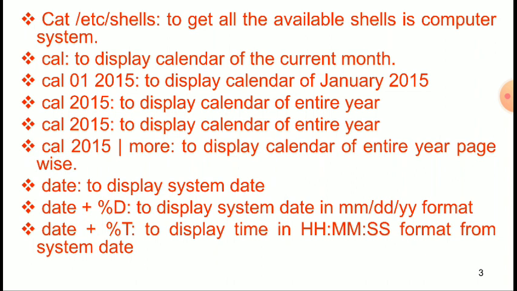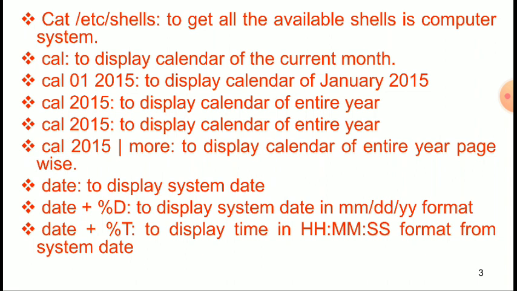Next command, cal 2015. That means to display the calendar of the entire year. cal 2015 pipe more. That means to display the calendar of the entire year page wise. So that is how to display the calendar page wise. Next is the date command to display system date.